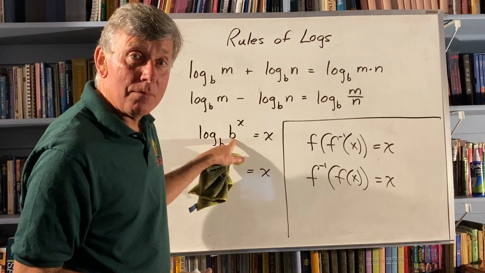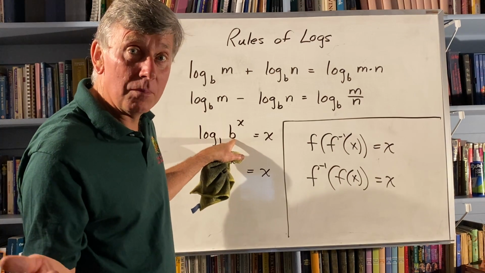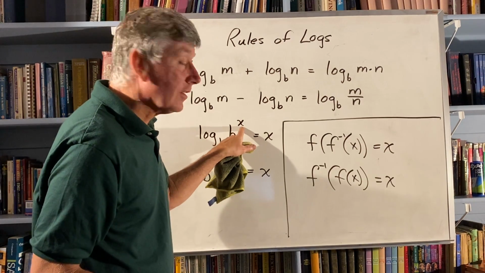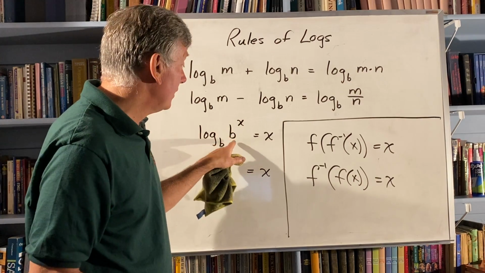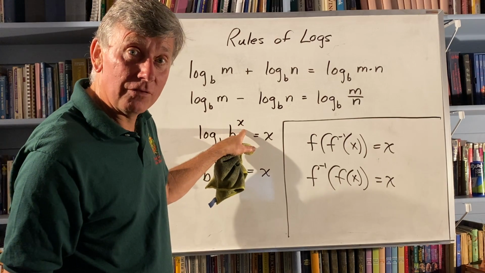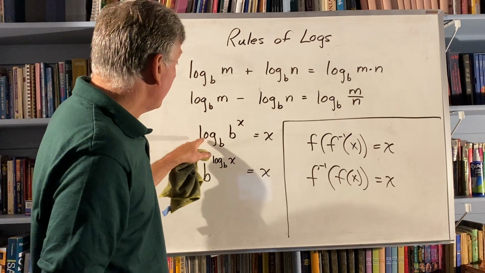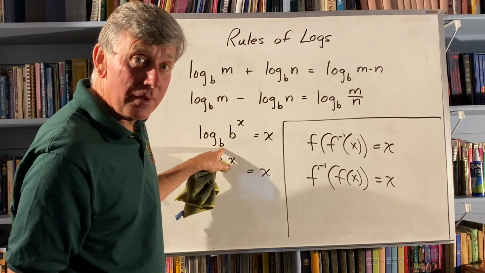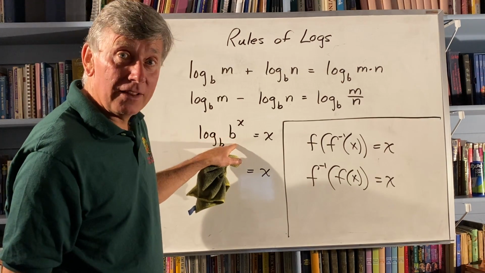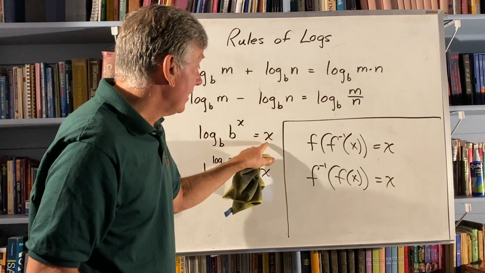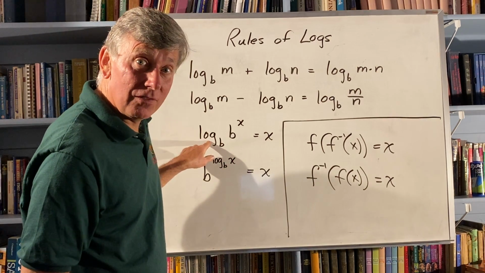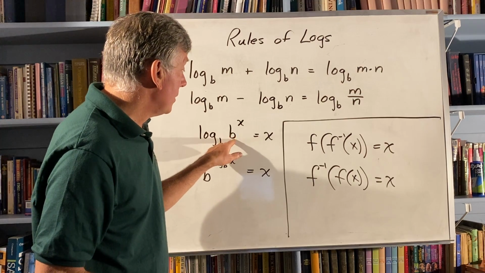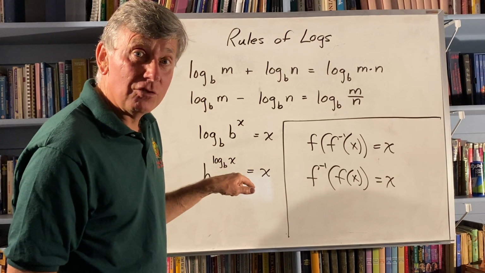I have a base b, some number, and it's being taken to the x power. So this is an x is the exponent. B to the x is my exponential function. When I take the log of that base of that exponential function, I get x. The logarithm is my inverse function. The b to the x is my exponential function.